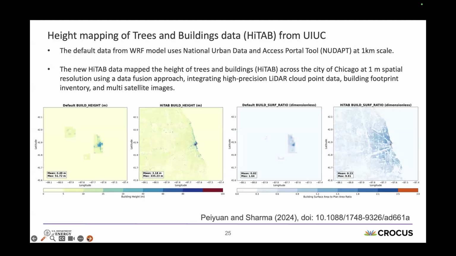The new height data, however, provides more detailed information, mapping the height of trees and buildings across the city of Chicago at 1 meter spatial resolution. This was achieved through a data fusion approach that integrates high precision LiDAR point cloud data, building footprint inventories, and multi-satellite images. As seen in the figure below, the improvements are quite evident in the building height and building surface ratio across the Chicago region. Next slide, please.